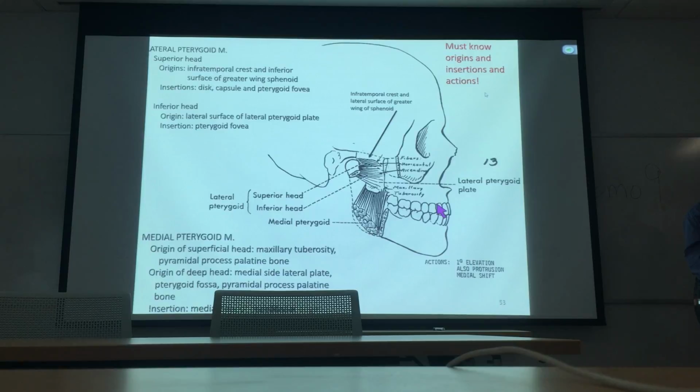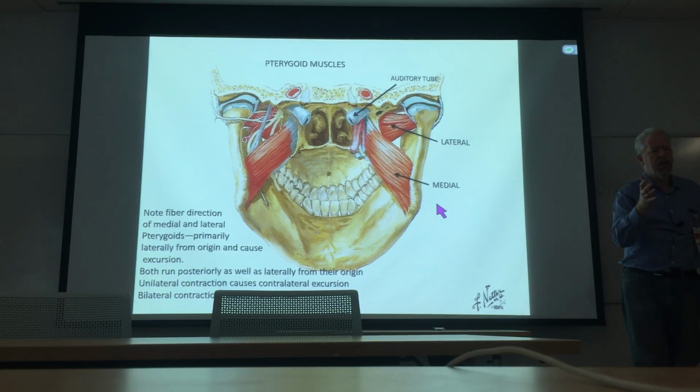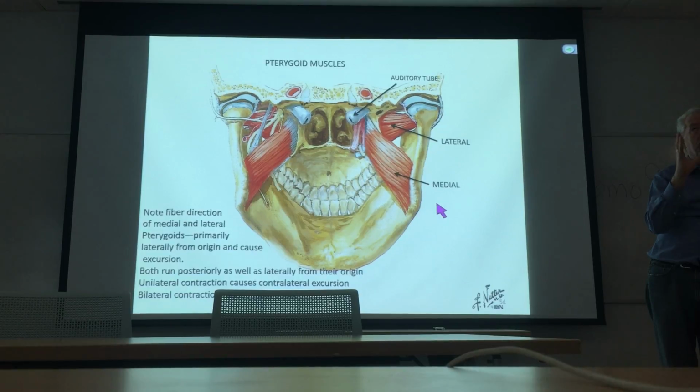Most know origin, insertions, and actions. Make sure you know that. The reason I put this slide in place is that most of these muscles are going to act to either elevate or depress. The only muscle of mastication that's really acting for jaw opening is the inferior head of the lateral pterygoid.